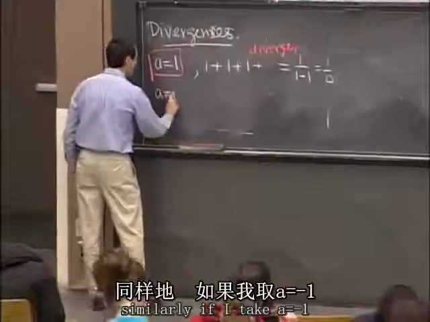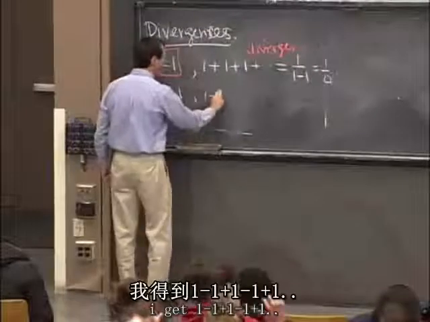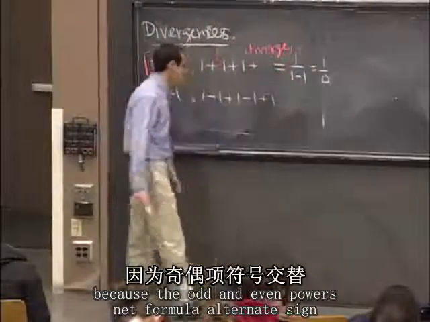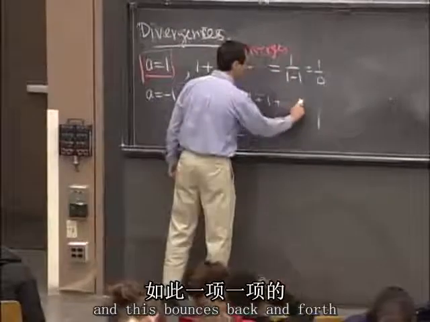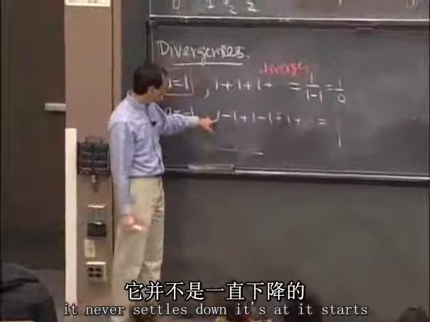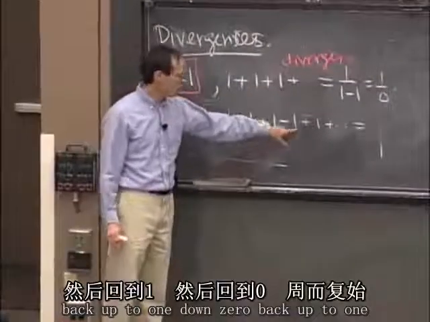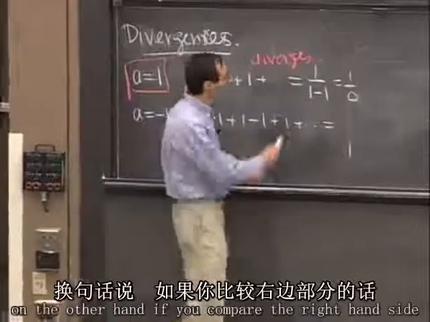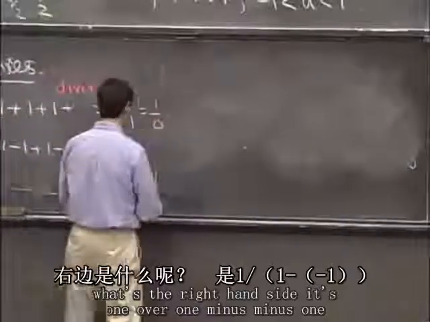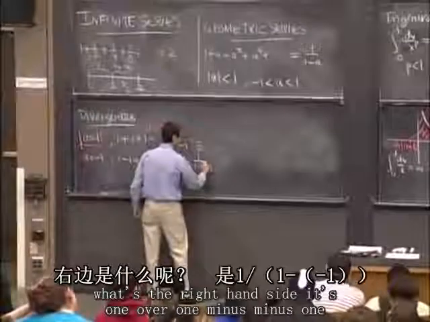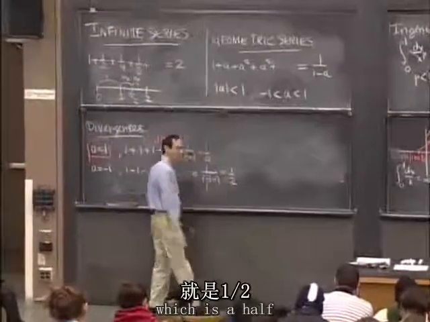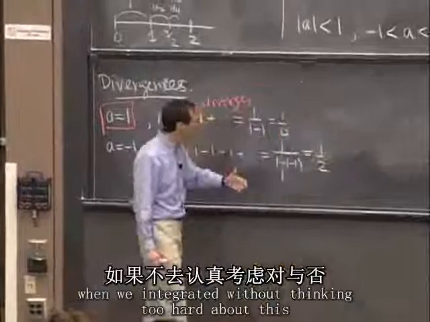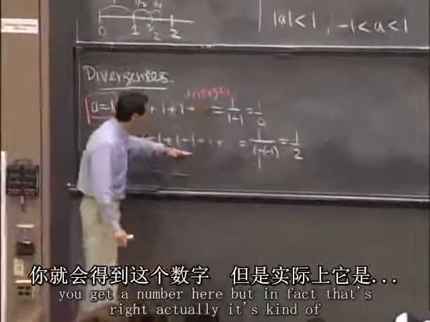Similarly, if I take a equals minus 1, I get 1 minus 1 plus 1 minus 1 plus 1, because the odd and the even powers in that formula alternate sign. And this bounces back and forth. It never settles down. It starts at 1, and then it gets down to 0, and then it goes back up to 1, down to 0, back up to 1. It doesn't settle down. It oscillates. On the other hand, if you compare the right-hand side, what's the right-hand side? It's 1 over 1 minus 1, which is a half. All right? So if you just paid attention to the formula, which is what we were doing when we integrated without thinking too hard about this, you get a number here, but in fact that's wrong. Actually, it's kind of an interesting number.